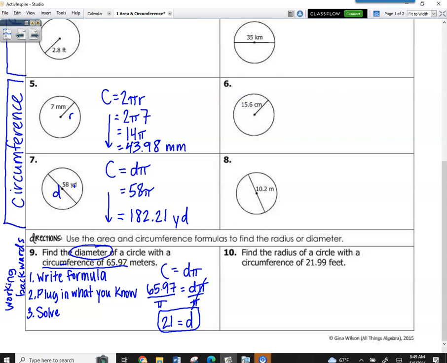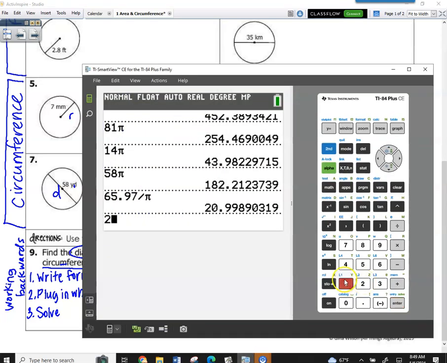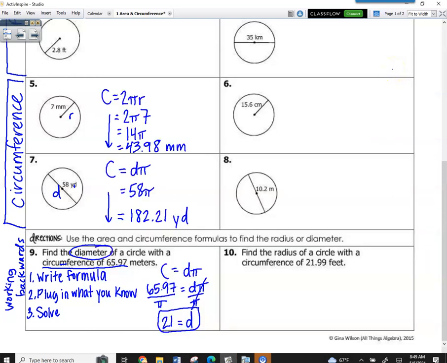Working backwards problems, all you have to do is plug it back in, and then if you don't get 65.97, you know you've done it wrong. So plugging it back in, 21 pi, I'd go to my calculator and type 21 pi, takes 5 seconds, 65.97. That's what I started with. So if you're one of those people that likes a little confidence booster, plug it back in really quickly and you can confirm that you got it right.